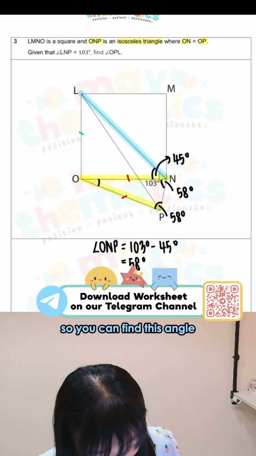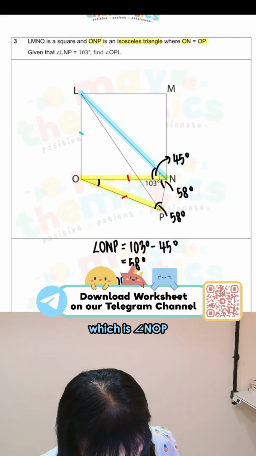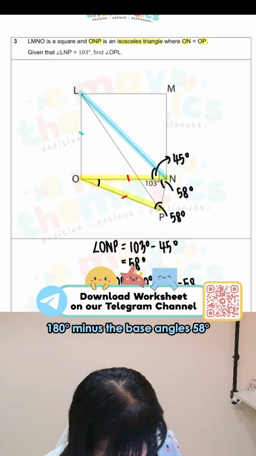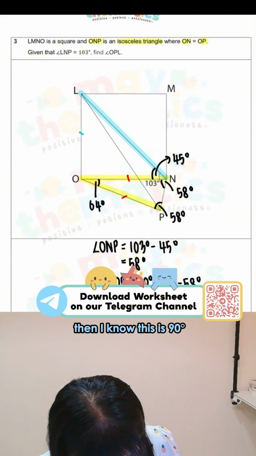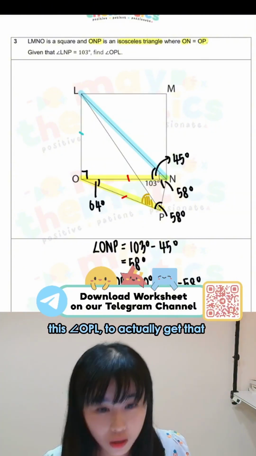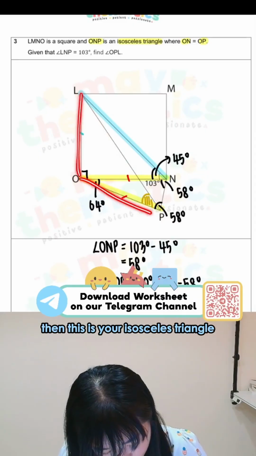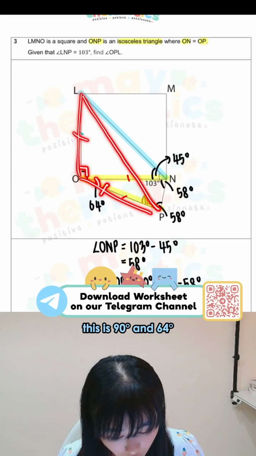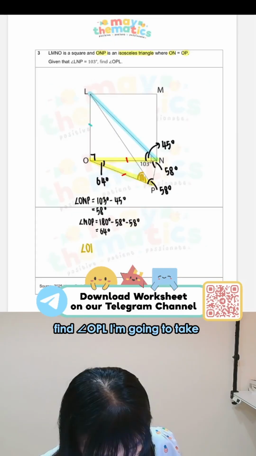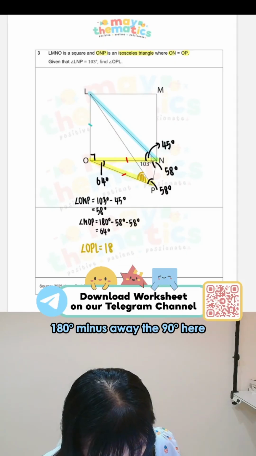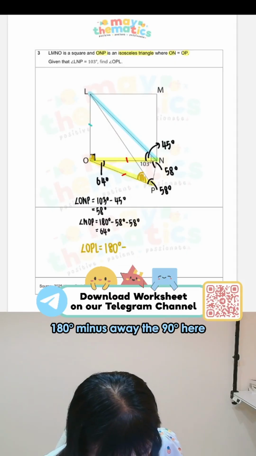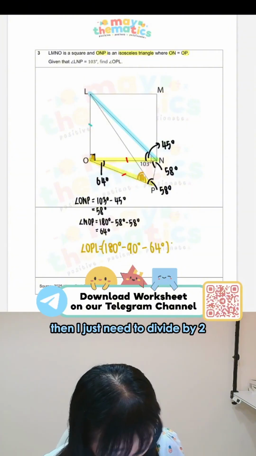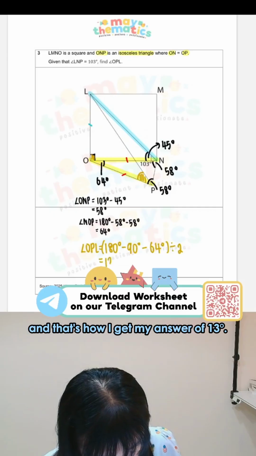So you can find this angle, which is angle NOP. 180 minus the base angles 58, 58, you will get 64. And then I know this is 90, this OPL, right? This is your isosceles triangle that we found out earlier on. And since we know this is 90 and 64, these two angles are the same. To find OPL, I'm going to take 180 minus away the 90 here, minus away the 64 here. Then I just need to divide by 2, and that's how I get my answer of 13 degrees.